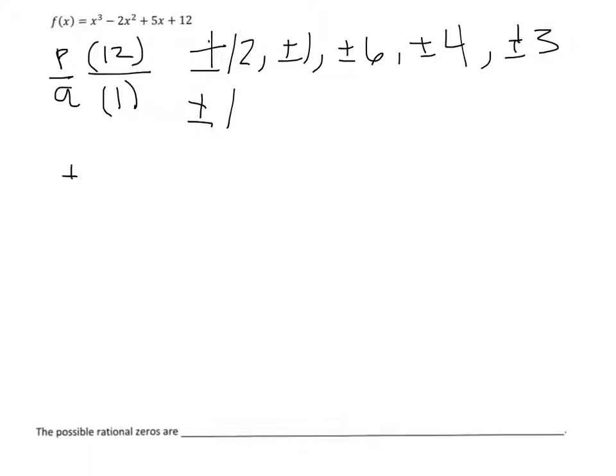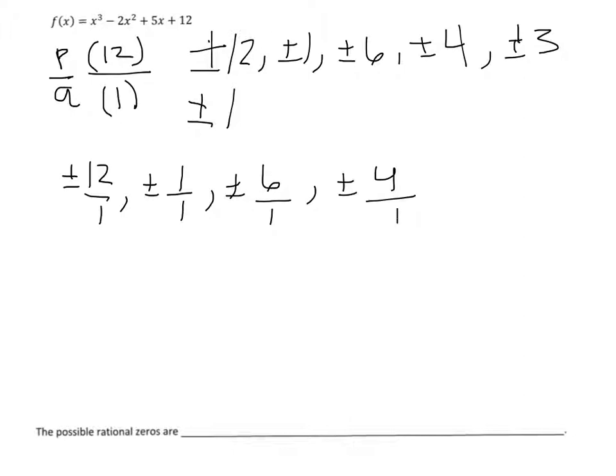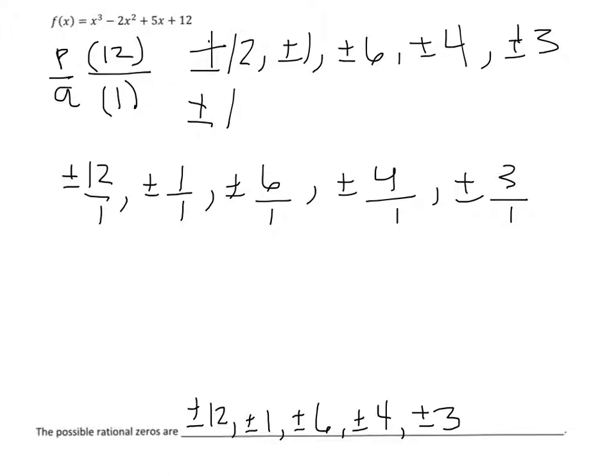So if we list all of these out, we'll have plus or minus 12 over 1, plus or minus 1 over 1, plus or minus 6 over 1, plus or minus 4 over 1, and plus or minus 3 over 1. If we reduce these, we'll have plus or minus 12, plus or minus 1, plus or minus 6, plus or minus 4, and plus or minus 3. So our possible rational zeros are written on the line down at the bottom.